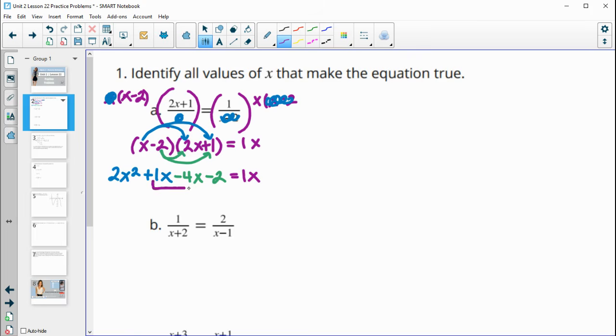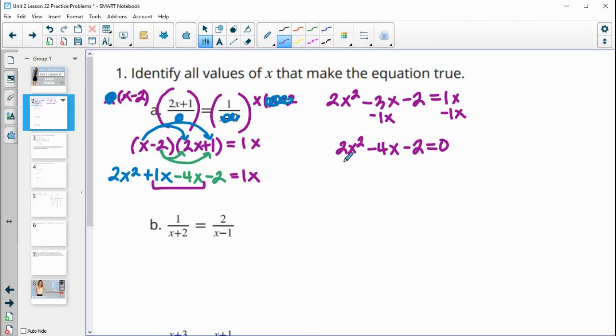So now I'm going to be able to combine like terms here. So we're going to have 2x squared minus 3x when we do 1x minus 4x. And then we still have the minus 2 and the equals 1x. So now we see that we have a squared term. So we're going to want to bring this 1x over so that we have everything on the same side. So this is going to be 2x squared minus 4x minus 2 equals 0.